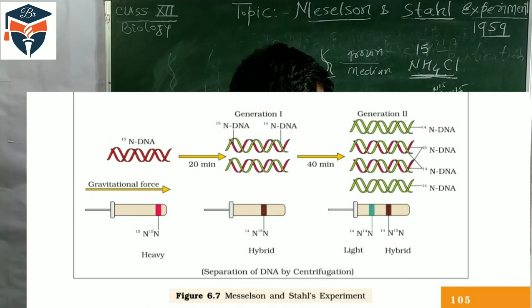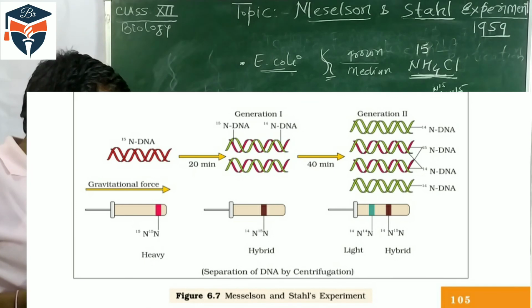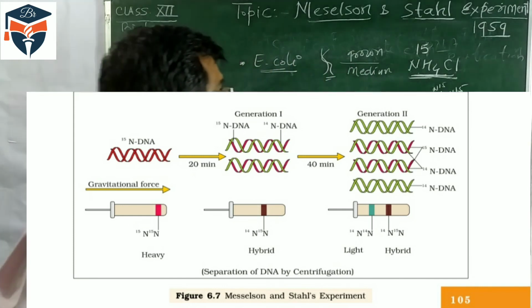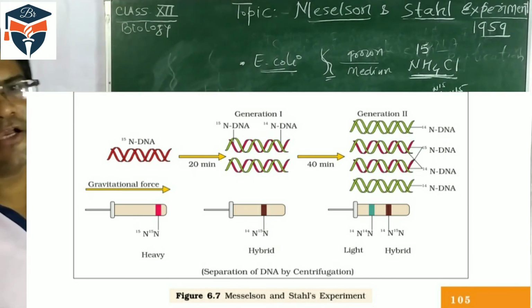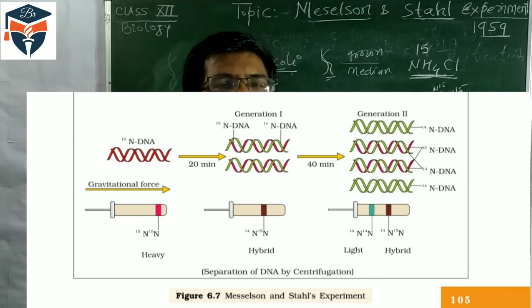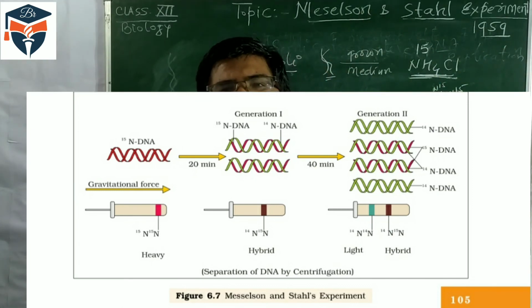But in the second generation, after 40 minutes, 50% hybrid DNA comes and 50% light DNA. If you repeat for the third generation, 80 minutes, then light DNA will be 75%, whereas hybrid DNA is 25%, and so on for the next generations. So Meselson and Stahl experimentally proved that DNA replication is semi-conservative. It means there is one parental strand and another newly synthesized strand.